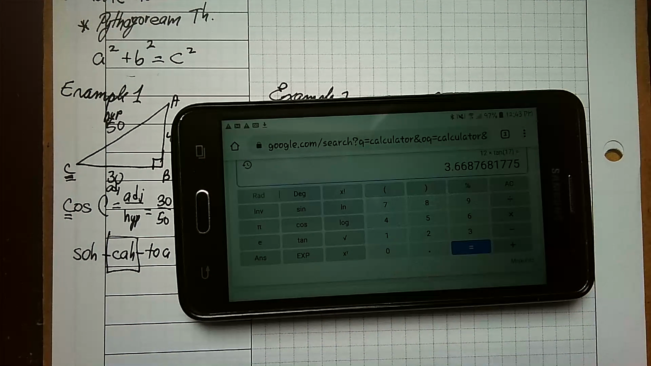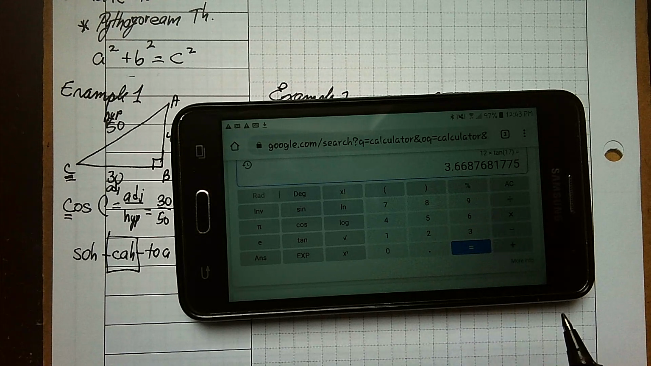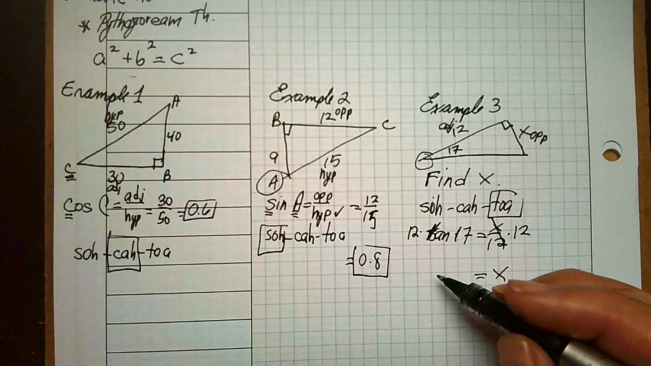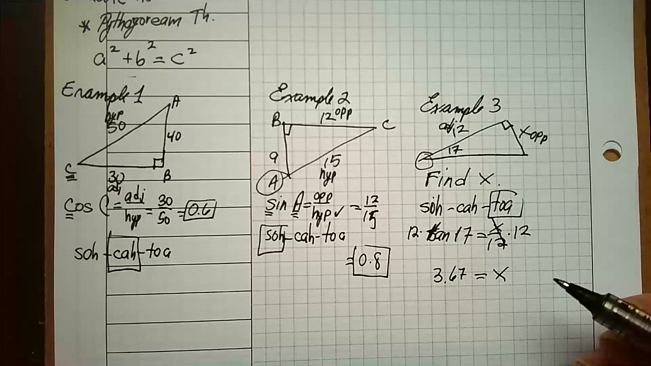All those numbers, they usually want the answer in tenths or hundredths. So let's make it hundredths. So you'll round the answer to 3.67. So the answer will be 3.67. Okay. Thank you.